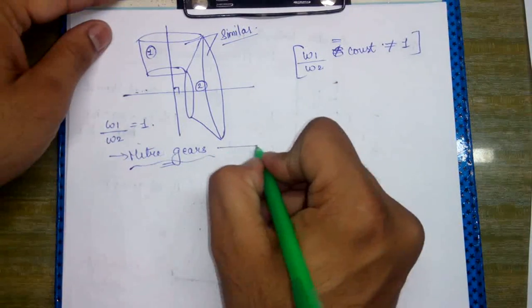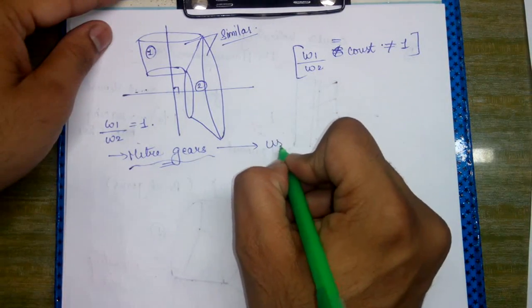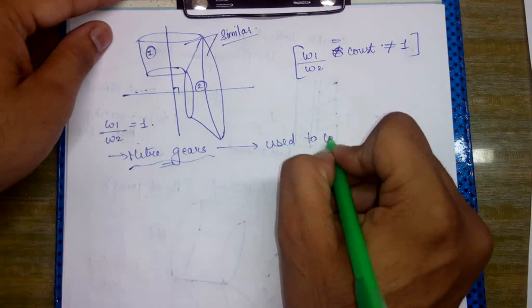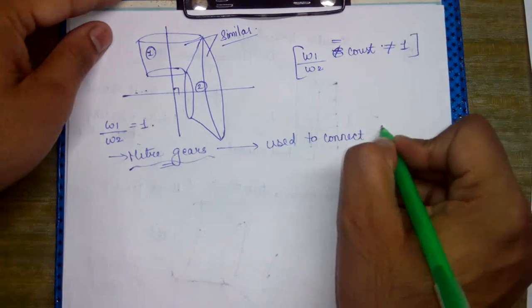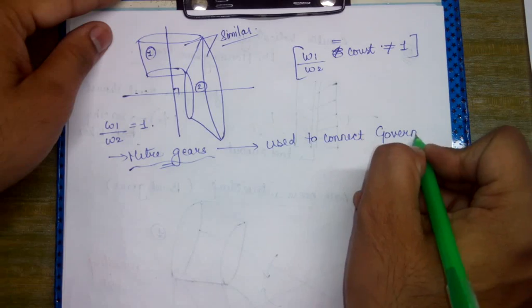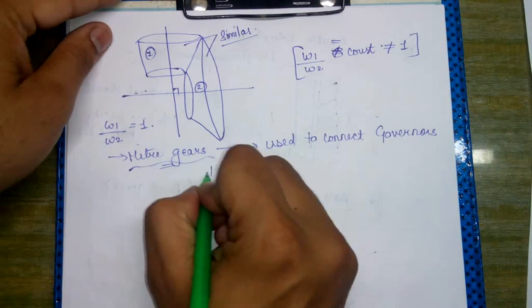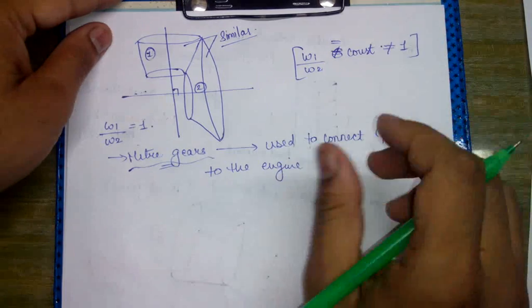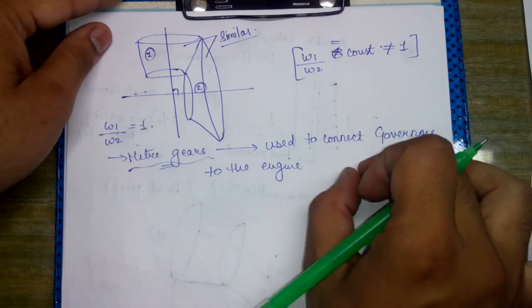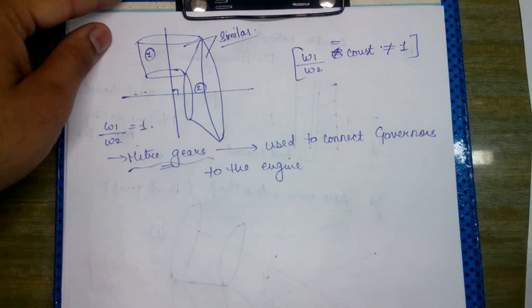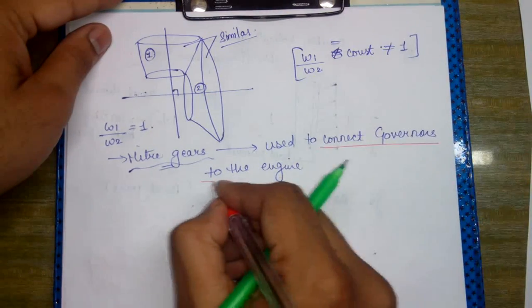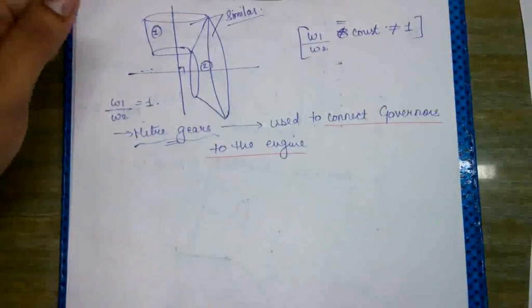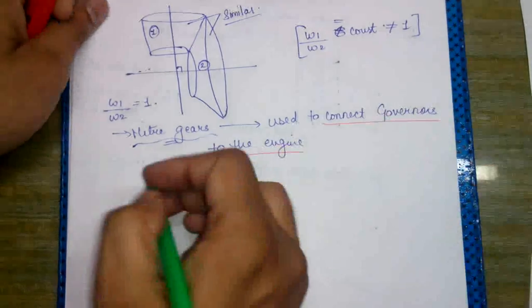90 degrees, and these mitre gears are used to connect governors to the engine so that the governing process becomes very easy.